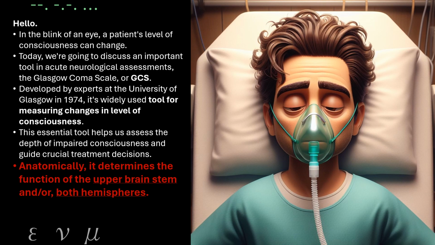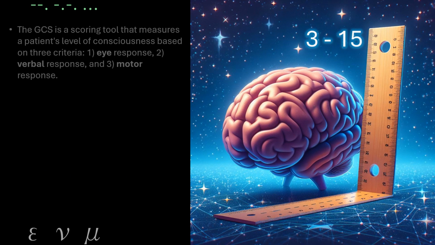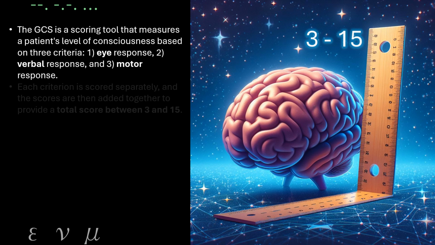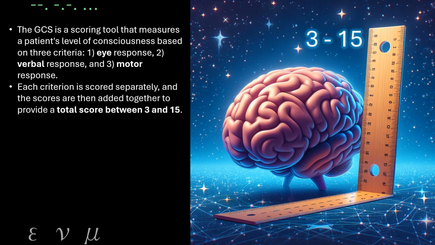Anatomically, it determines the function of the upper brainstem and/or both hemispheres. Let's dive into the GCS, its uses, strengths, and its limitations. The GCS is a scoring tool that measures a patient's level of consciousness based on 3 criteria: eye response, verbal response, and motor response. Each criterion is scored separately, and the scores are then added together to provide a total score between 3 and 15.